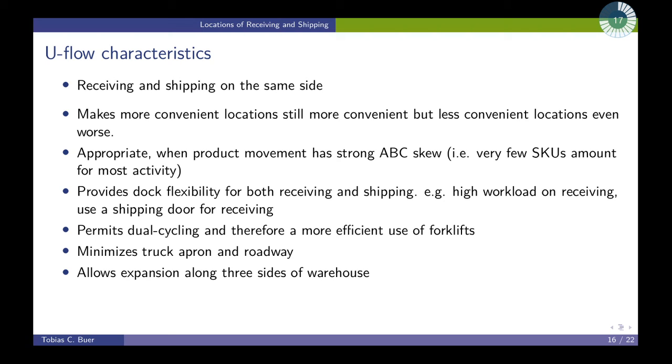On the other hand, the U-flow characteristics: we have the doors for receiving and shipping on the same side. There are a few very convenient locations that become even more convenient when the doors are on both sides. But the less convenient locations compared to the flow-through warehouse are even less convenient. Though when you have products that have a strong ABC skew, meaning a very small number of very popular products and a very high number of unpopular products, the C products, then this could be a good layout.